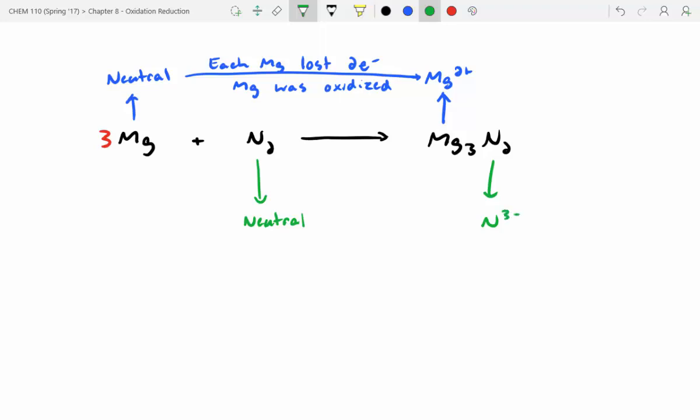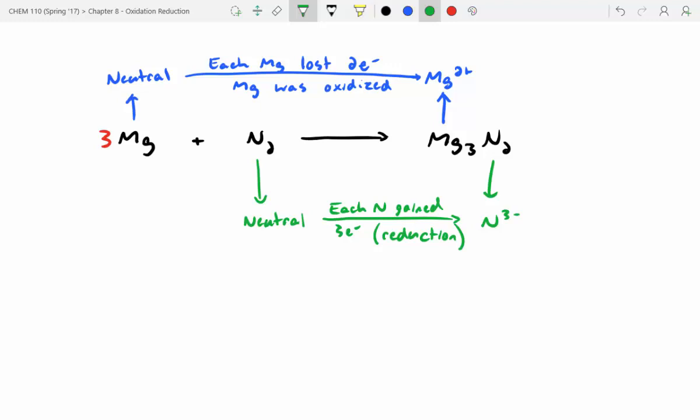So we've got N3-. So each nitrogen gained 3 electrons, which means that this was a reduction or oxidation. It's got to be reduction, right? And again, if we're keeping track of our electrons, we had 3 magnesiums, each gaining 2 electrons, so that was a transfer of 6 electrons. For the nitrogens, we've got 2 of them, each gaining 3, so again, that's a movement of 6.